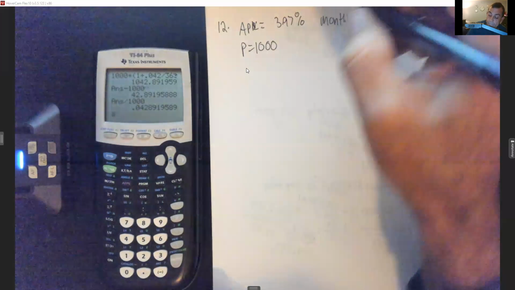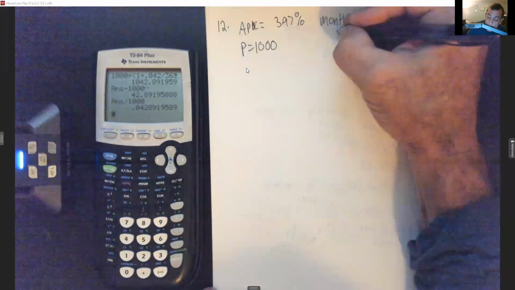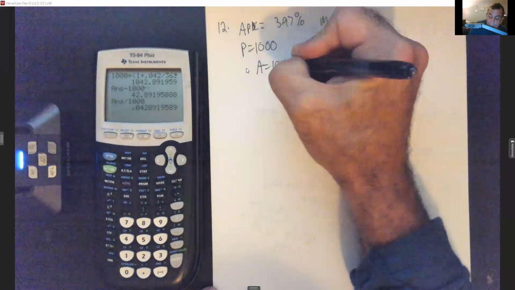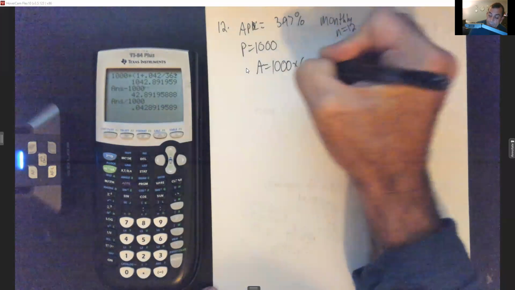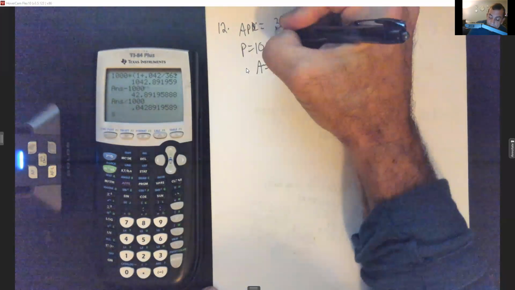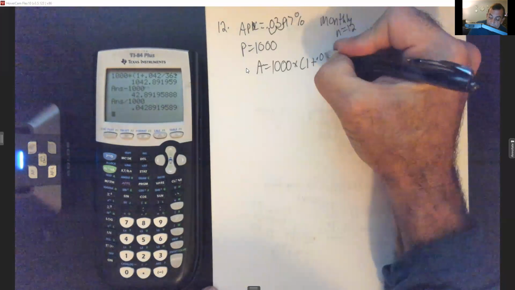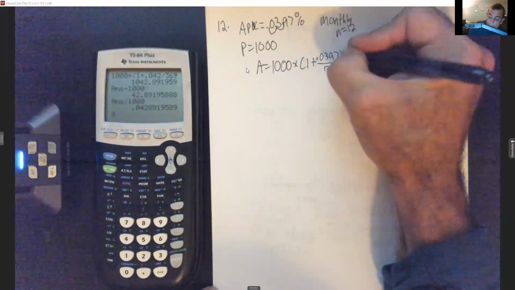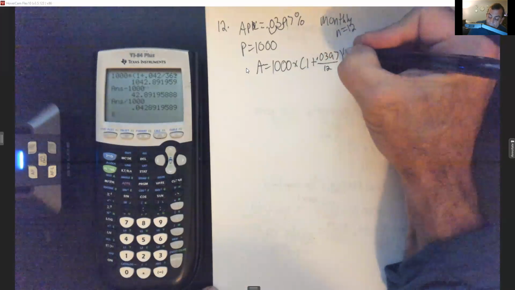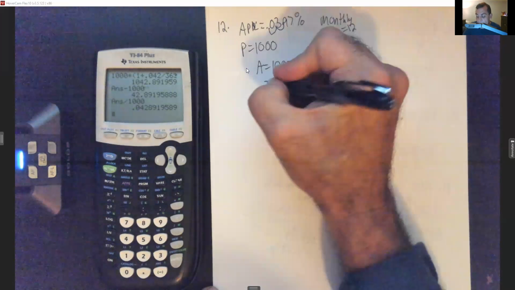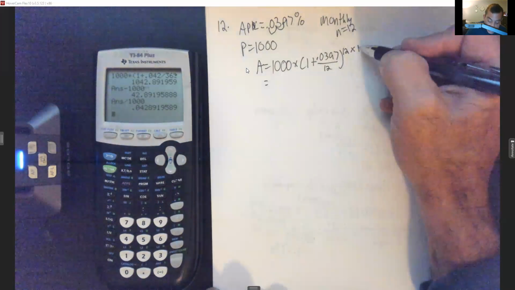Okay, so first we got to find what we actually made. Monthly means N is 12. So here we go. A equals 1,000 times 1 plus. All right, move that decimal twice left. So that's a 0.0397 divided by N, which is 12. And then up here is 12, which is N times 1. So we're not changing that exponent really, because that's a 1. All right, let's push that in.